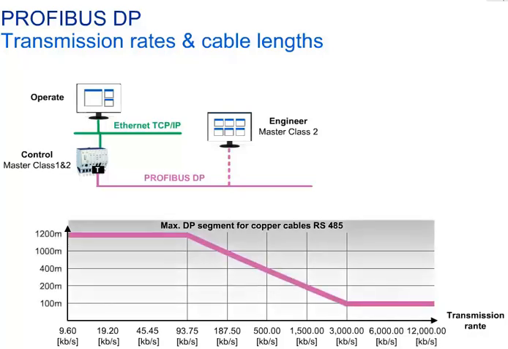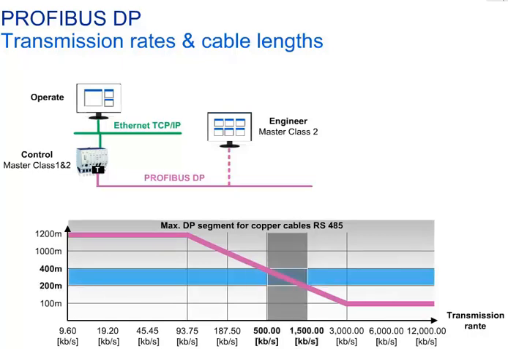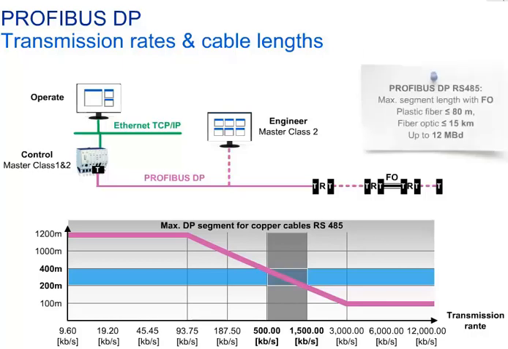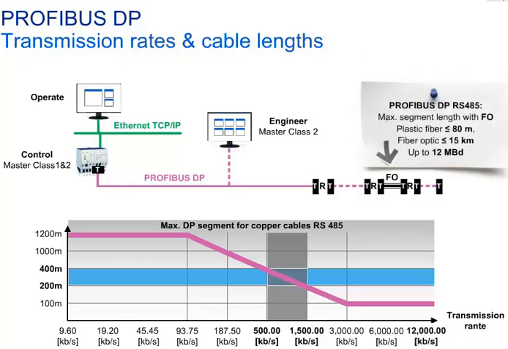For copper cables, this setting has a direct impact on the DP cable length per segment. The higher the transmission rate, the shorter the maximum segment cable length, which may vary between 100 and 1,200 meters. The process industry typically uses transmission rates of 500 or 1,500 kilobit per second in order to obtain the optimum compromise between the cable length and transmission rate. Should the DP cable length be insufficient, you can, of course, enhance the Profibus DP line by a repeater. Using a fiber optic DP segment will significantly extend the DP line.